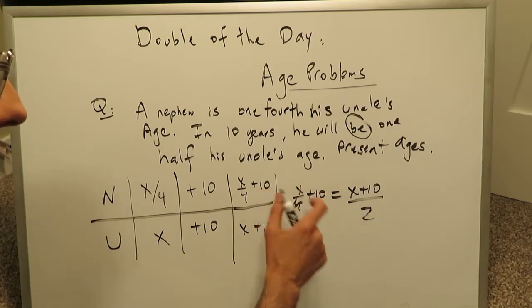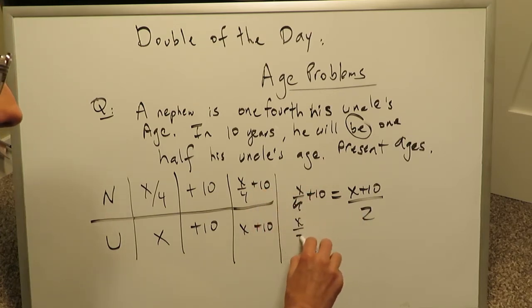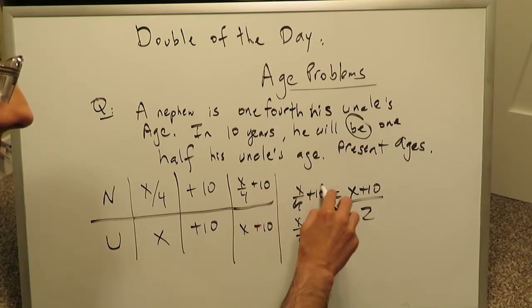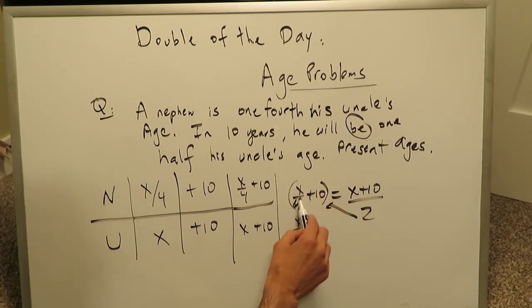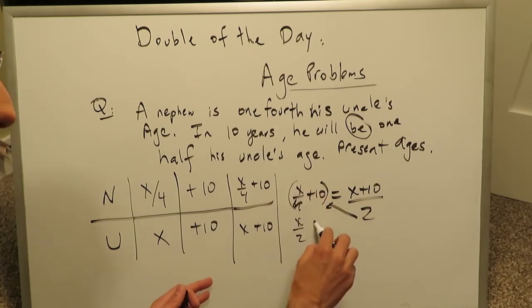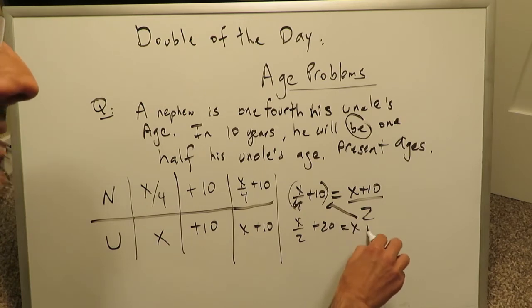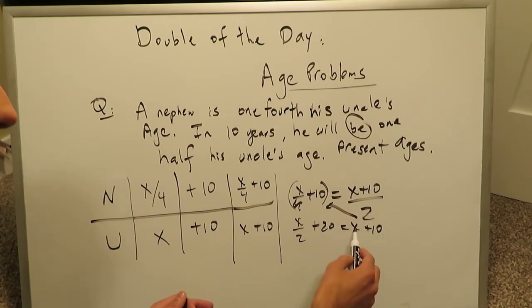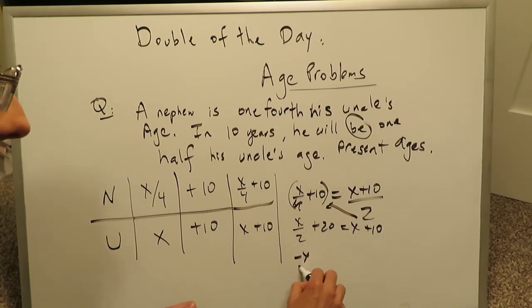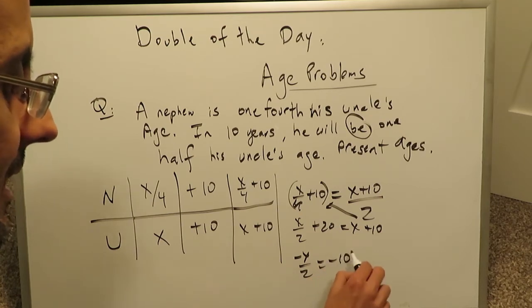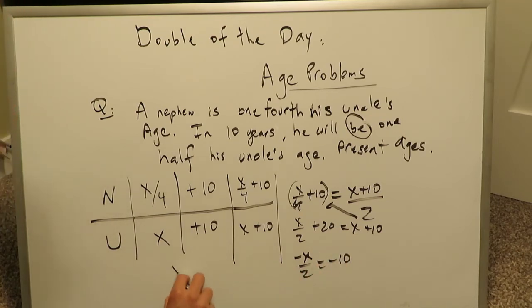You could take the 2 across, you'll have an x over 2. You're taking the 2 across and multiplying with this expression here. You'll have 2x over 4, which is x over 2, plus 20 is equal to x plus 10. Solve for the x. Bring it over here, you'll have a minus x over 2 is equal to a minus 10. The minuses will cancel out and you'll say x is equal to 20. So we know x value is equal to 20.